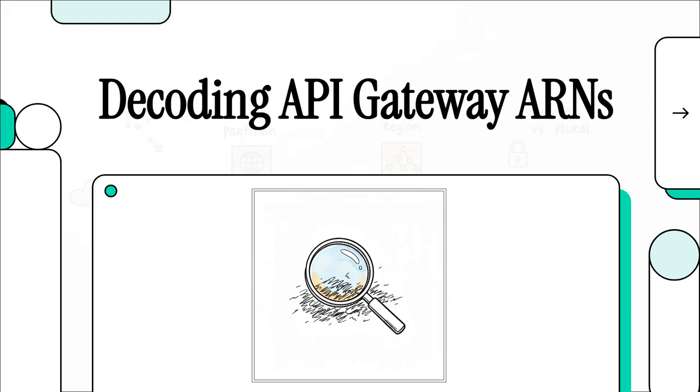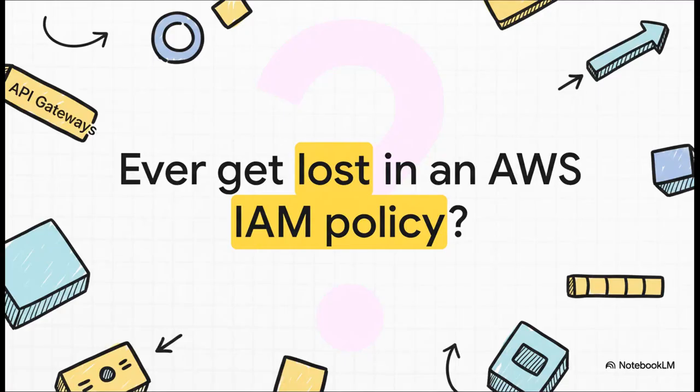All right, let's talk about something that can look like total gibberish, but is actually the secret key to your entire AWS setup. I'm talking about the Amazon Resource Name, or ARN. Specifically, we're going to dive deep into the ARNs for API Gateway, the service that helps us build and manage all our APIs.